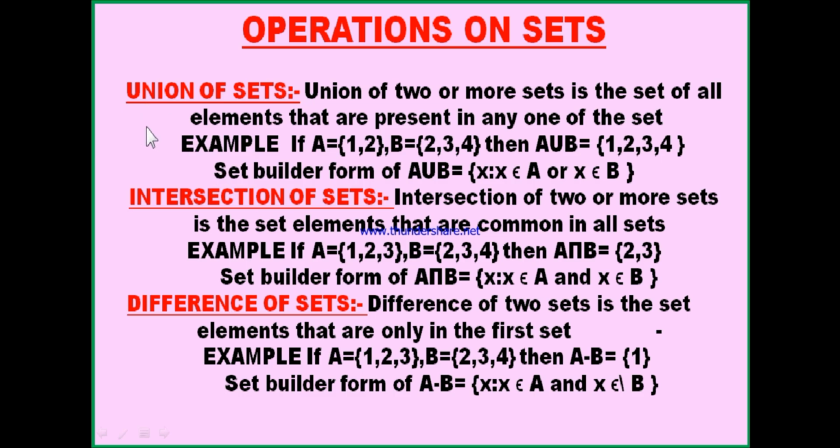Now we learned three different operations on sets. First is union of sets, second is intersection of sets, and the third is the difference of sets. Union means you have to write all the elements that are present in the first set as well as in the second set. And intersection means you have to list out the common elements that belong to both the sets. And the difference of sets means you have to write the elements that belong to the first set only and the elements should not belong to the second set. Such type of elements is called A minus B. And these are the different operations on sets.